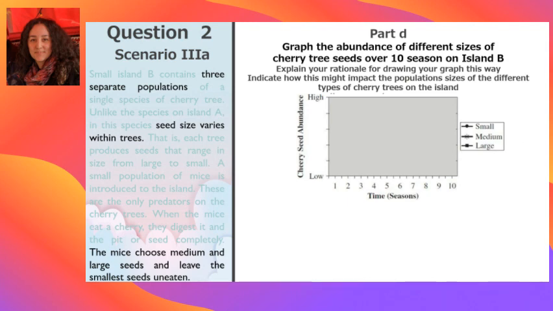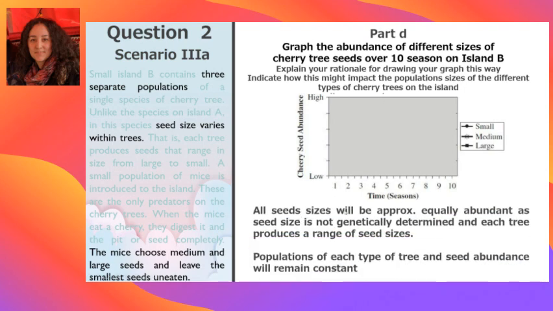Okay. So we're going to do this graph here and indicate how this might impact population size of different types of cherry trees on the island. So all seed sizes will be approximately equally abundant, as seed size is not genetically determined, and each tree produces a range of seed sizes.